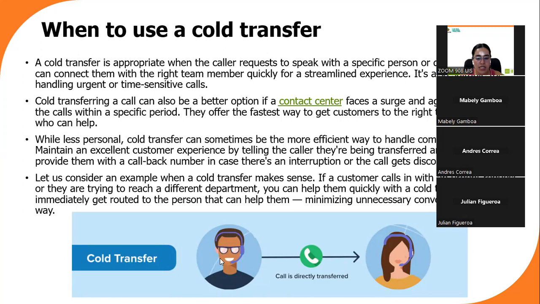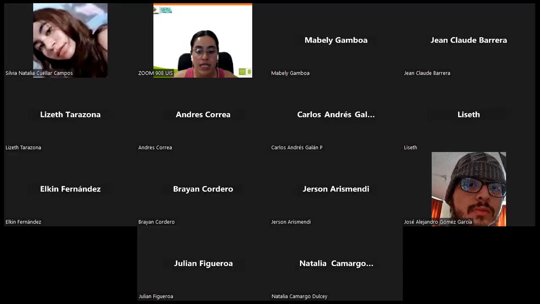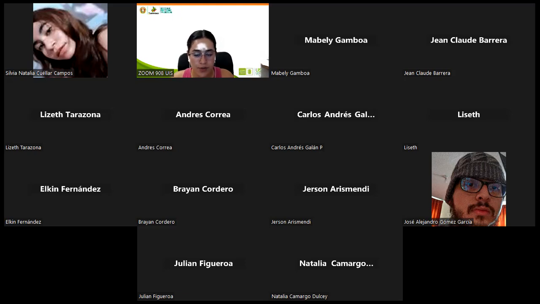So here you can see call transfer is that the call is directly transferred to a customer representative, and the representatives don't speak to each other. You just take the call and transfer it to the other person, right? So that is, in summary, the difference between call transfer and warm transfer.